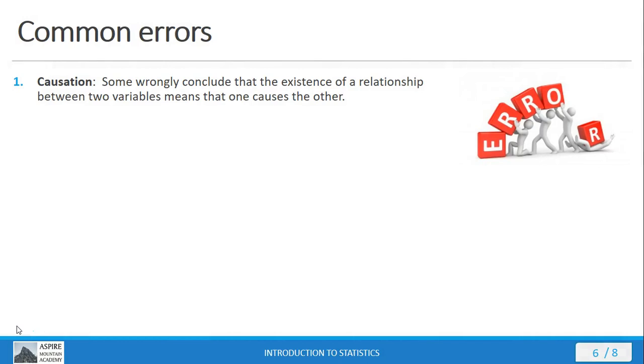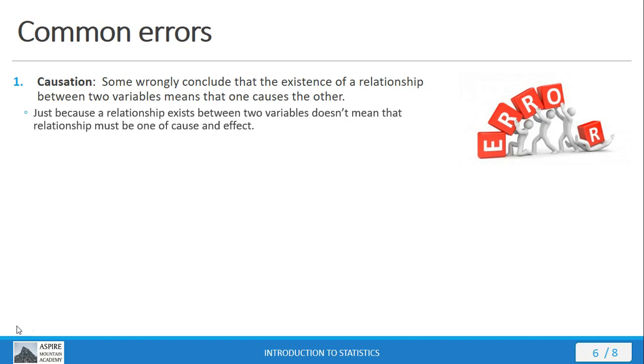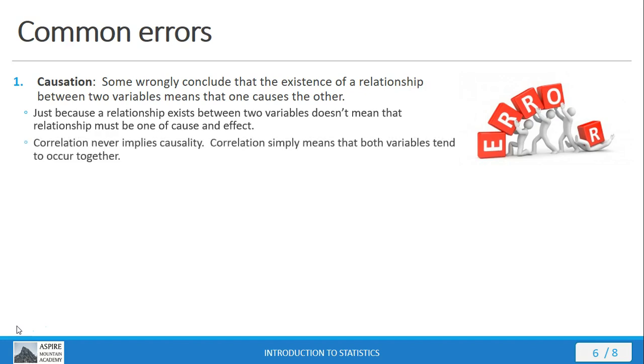Some common errors that you run into. First of all, some students wrongly conclude that, if there's a relationship between two variables, it means that one causes the other. Just because there's a relationship doesn't mean that it's cause and effect. So it could be something else, and you don't really know that until you dig into the data to find out more about what's going on. Correlation never implies causality. Okay? All it means is that there's a relationship there. It could be cause and effect, but it doesn't mean that it has to be that.